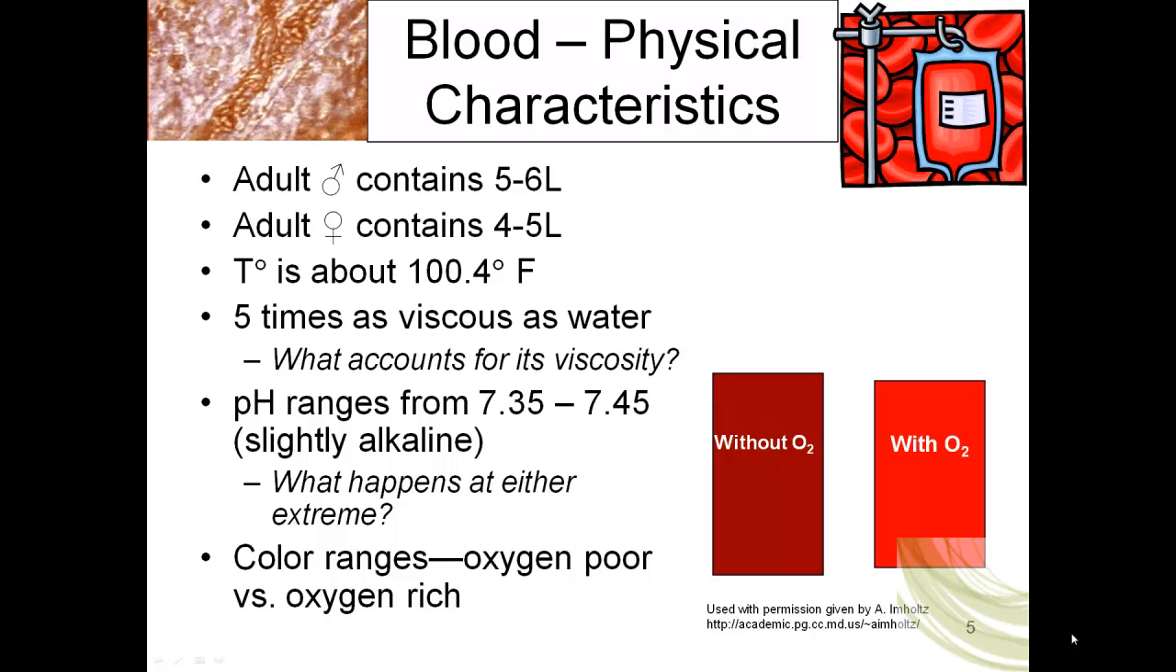Oxygen-rich blood is very bright red, and oxygen-poor blood, in most textbook pictures, they draw it as if it's blue, and it's not blue. It's actually a dark crimson color. So oxygen-poor blood is still red, but it's very, very diluted in color. It's not bright and intense red. That bright, intense red color is only when there's oxygen around.